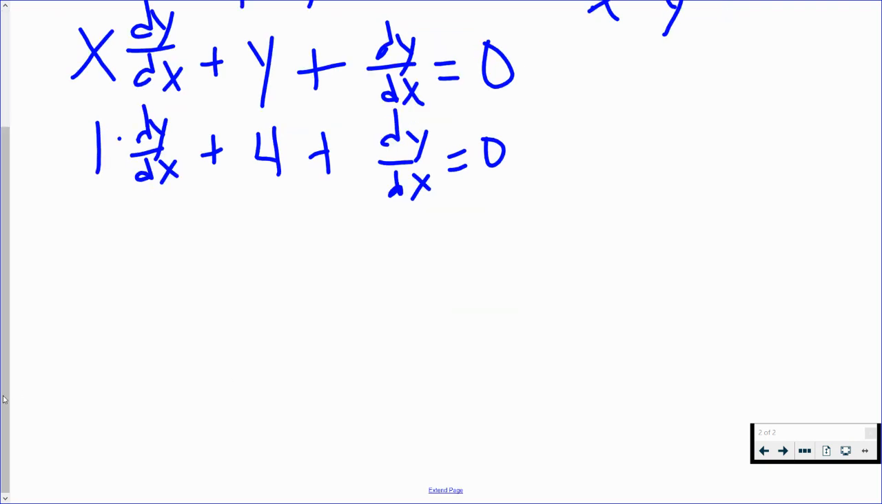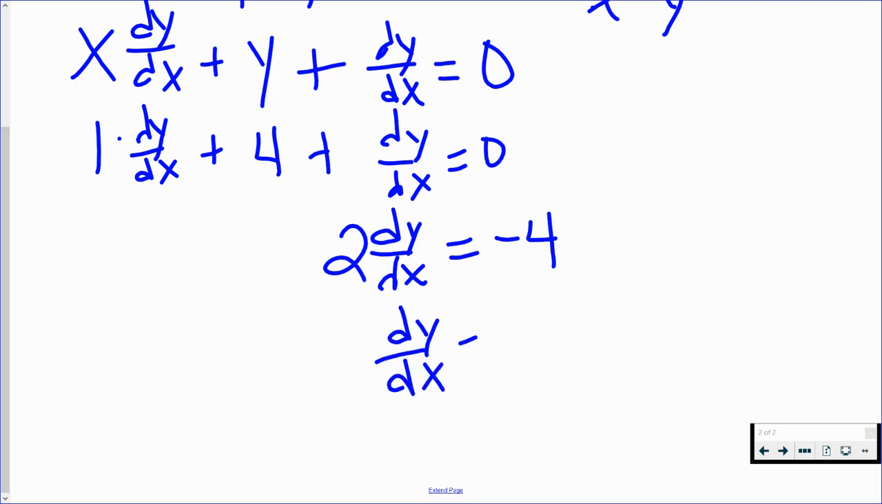Now let's start simplifying down. We want to get dy/dx by itself. So 1 dy/dx plus dy/dx gives us 2 dy/dx equals, move the 4 over, negative 4. Divide by 2. And the slope at this point, negative 4 divided by 2, is negative 2. So the slope at the point (1, 4) is negative 2.